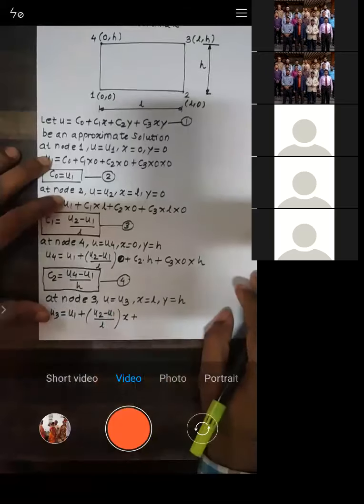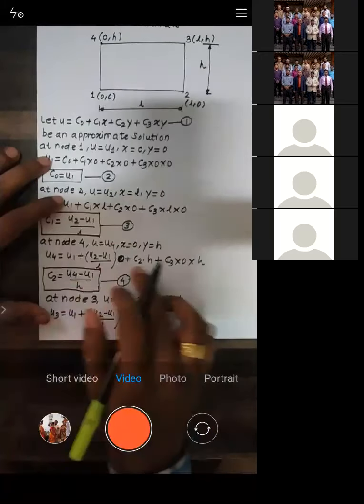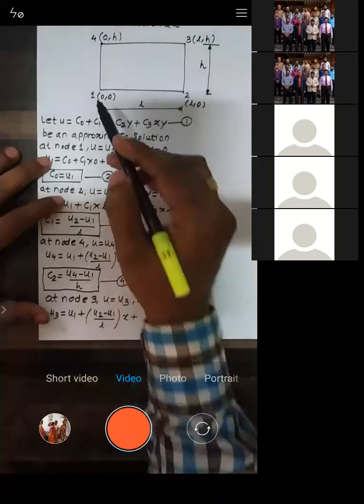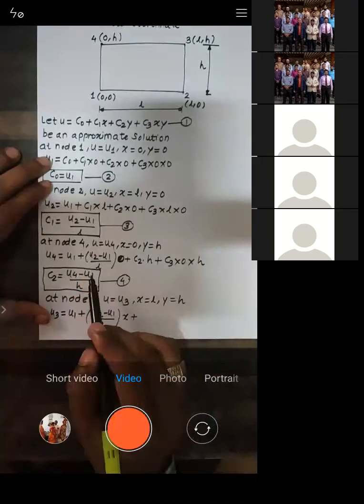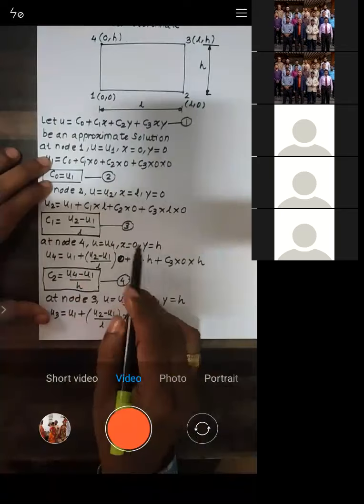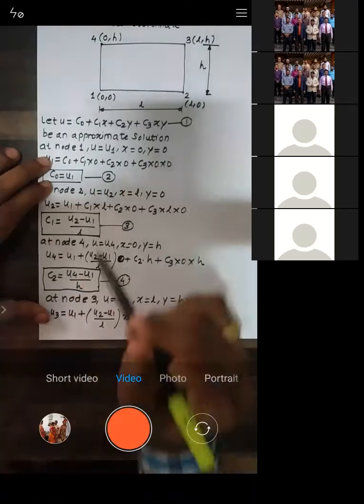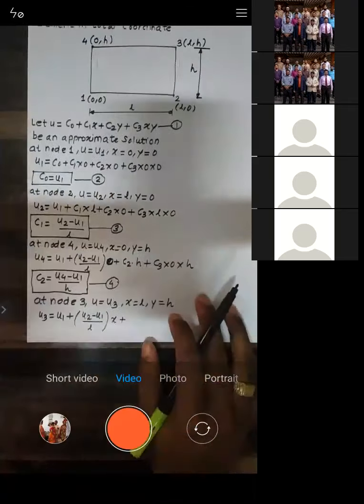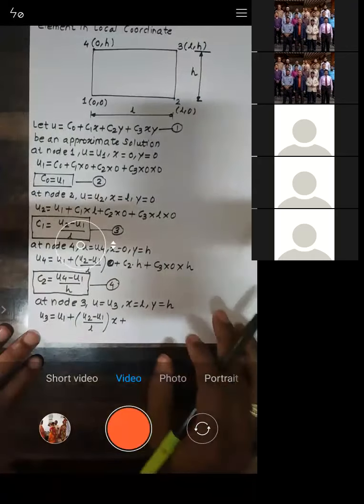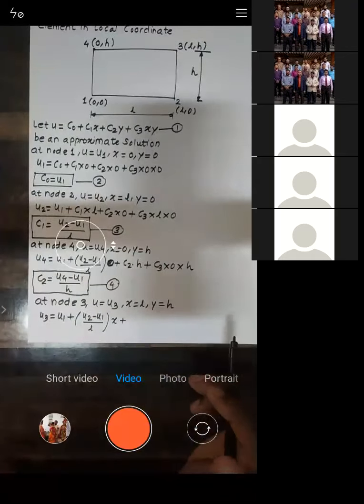So let me call this equation number 4. See, here only I'll put it. I will not write down one more step. C1 is U2 minus U1 by L, that is U2 minus U1 by L into X. Into X, which is 0. So X is 0, right? Is it okay? So this is the value of C2 which I got.